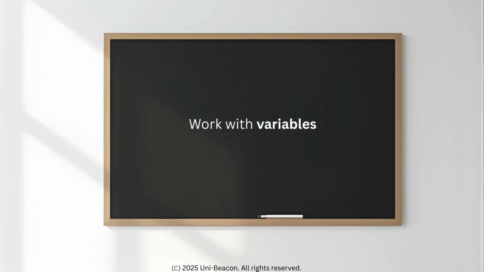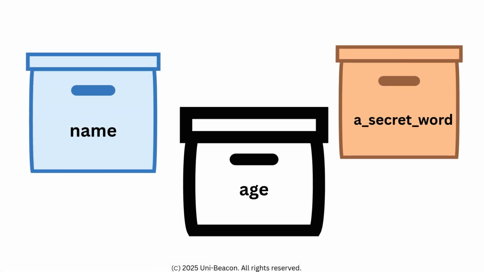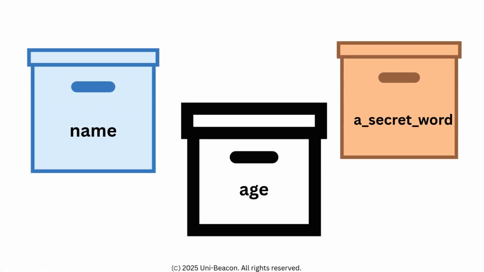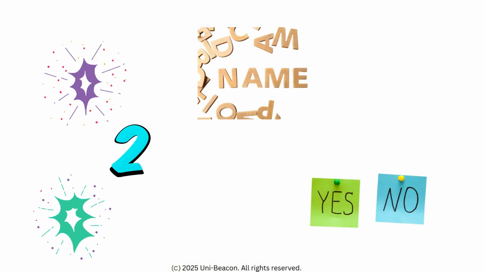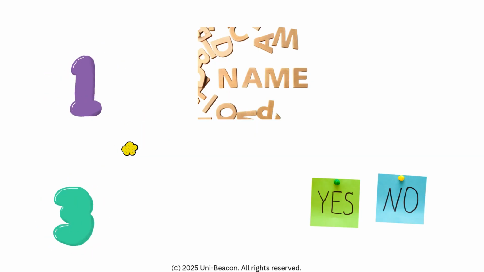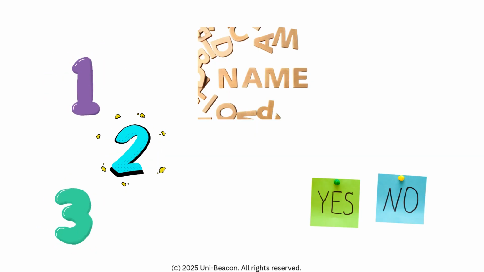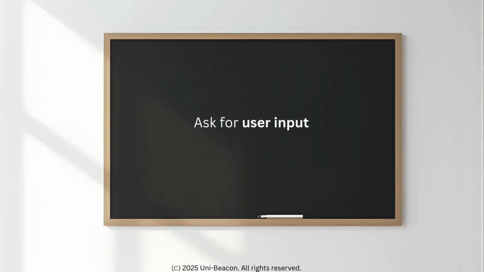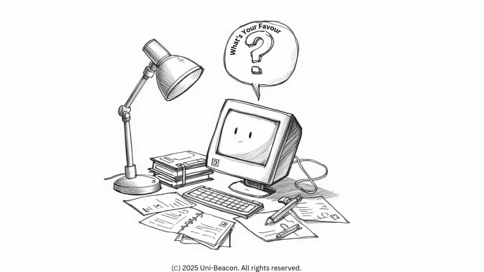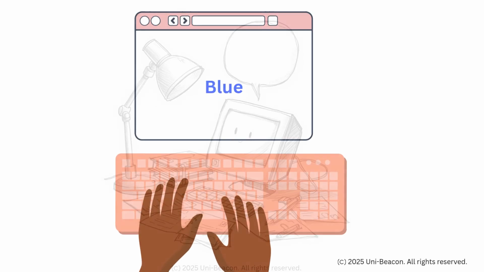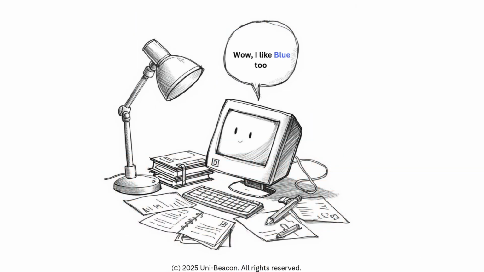We'll learn about variables, which are like little boxes where you can store things, your name, your age, or even a secret word. We'll learn about data types, which are just different kinds of information, like numbers for math, words for names, or yes/no answers. And we'll learn how to ask for input from the user. That just means the computer can ask you a question, like what's your favorite color? And when you type in blue, the computer can say back, wow, I like blue too.